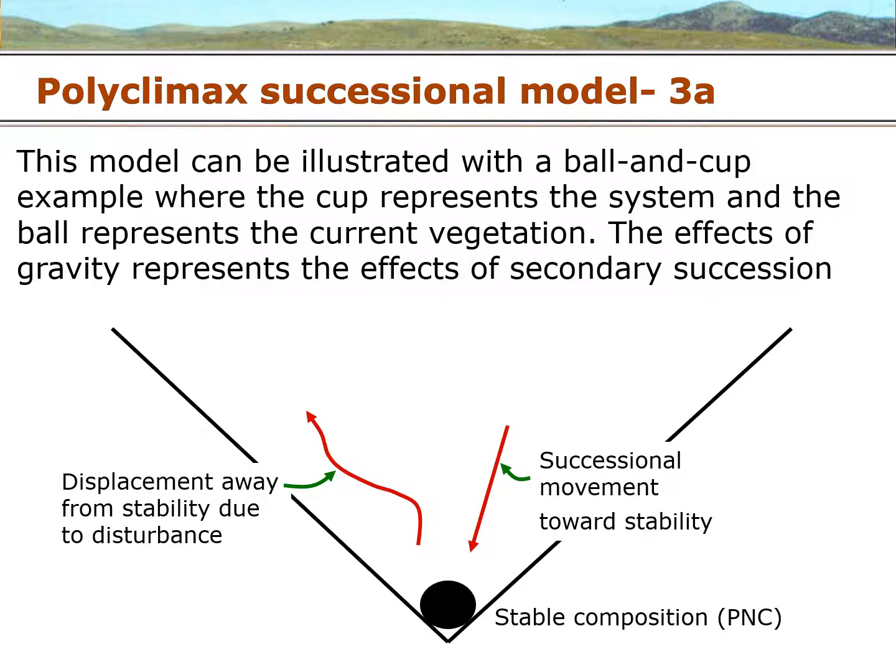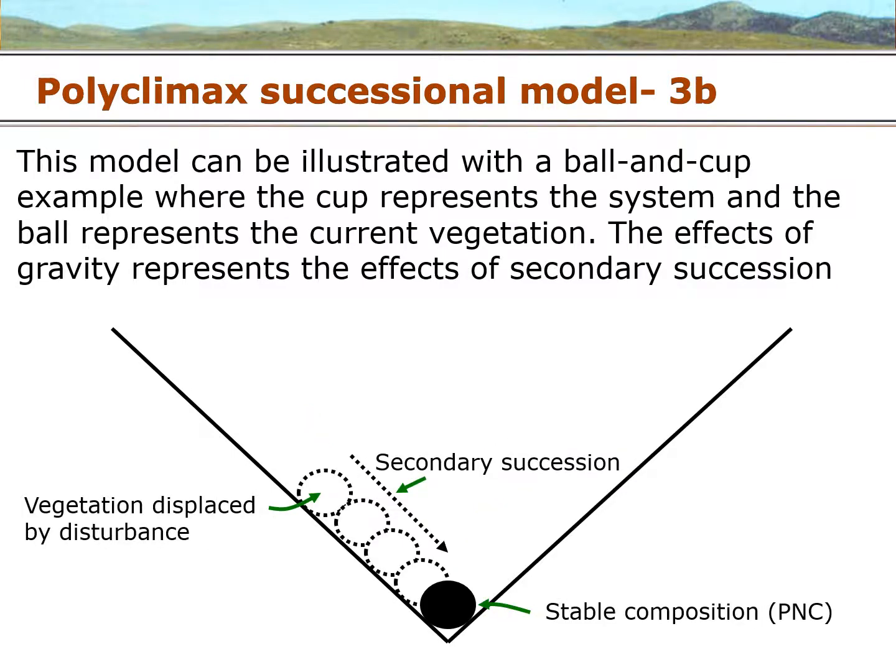This model can be illustrated with a ball and a cup example, where the cup represents the system and the ball represents the current vegetation. The effect of gravity represents the effect of secondary succession, and gravity, of course, will try to pull that ball down to the bottom of the cup, where we have the stable composition, or PNC. And as the ball moves up the side of the cup, we move away from PNC, so to earlier successional stages.